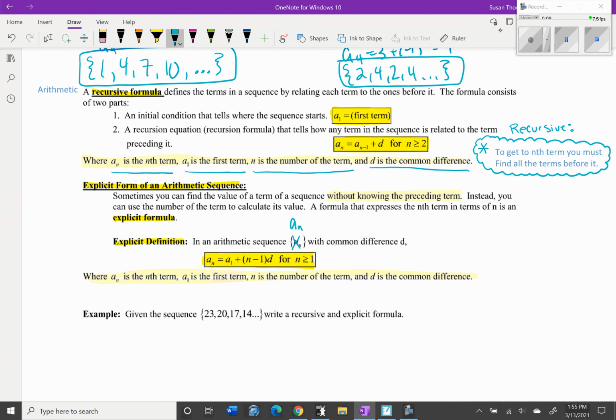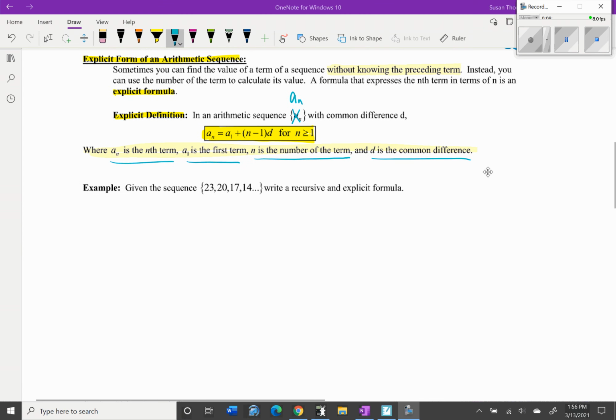So a sub n equals a sub 1 plus n minus 1 times d for all n greater than or equal to 1. So a sub n is the nth term, a sub 1 is the first term, n is the number of the term that we're on, and of course d is the common difference.